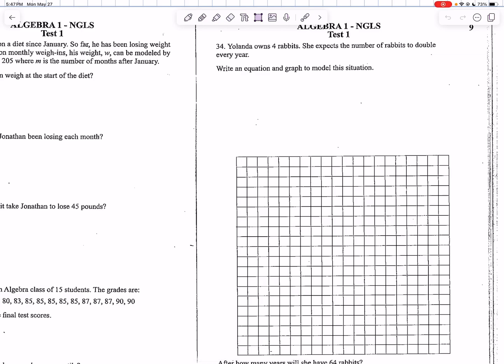Question number 34. Yolanda owns 4 rabbits. She expects the number of rabbits to double every year. Write an equation and graph to model the situation.